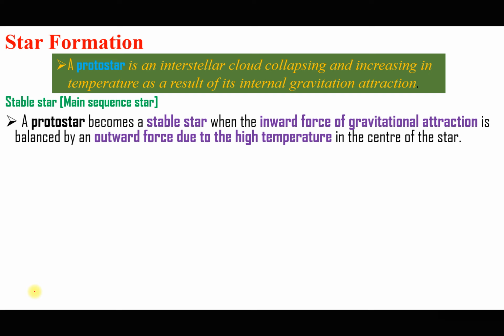So now we have two forces. One is acting inwards due to the gravitational pull, which is attracting the hydrogen molecules together. And one is acting outwards due to the high temperature, which has already been created at the core of the star. Once these two forces balance, a stable star is formed. So we call this stage a stable star or the main sequence star.